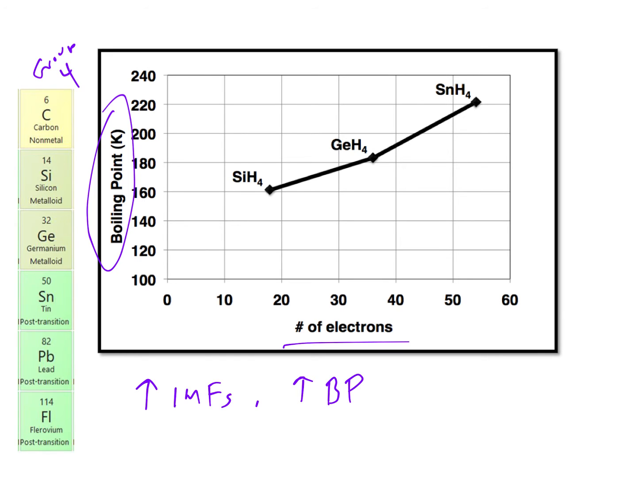We also have number of electrons on x. What else could we use instead of that? If we wanted to use something that would follow the same trend, but not electrons. Yeah. Molecular weight. Yeah, we could do molecular weight. It's going to follow the same trend. As we increase molecular weight, the number of electrons increases.